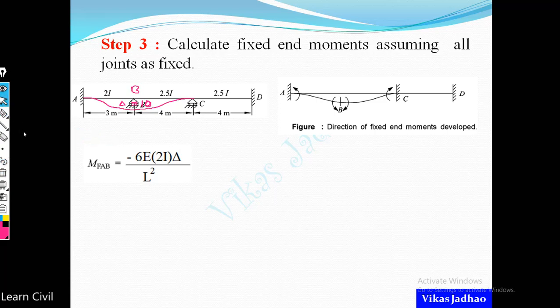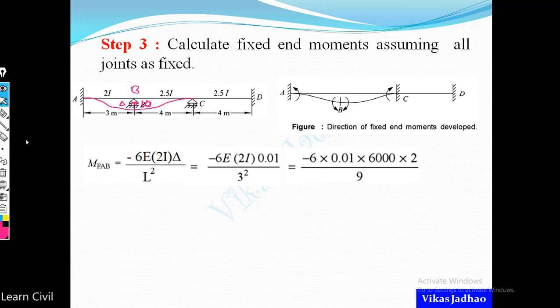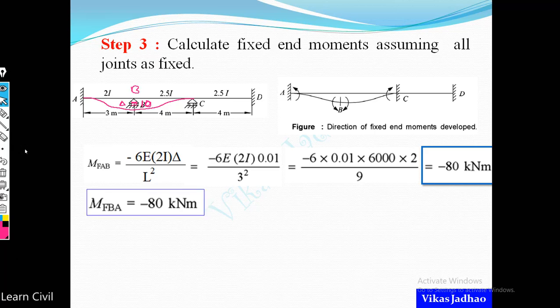So put the values. We have delta equal to 0.01 meter, EI equal to 6000, and span is 3 meter. So this equation becomes minus 6 into 0.01 into 6000 multiplied by 2 divided by 9. So we get the final fixed end moment for span AB, MFAB, equal to minus 80 kilonewton meter. Similarly, MFBA will again be minus 80 kilonewton meter.